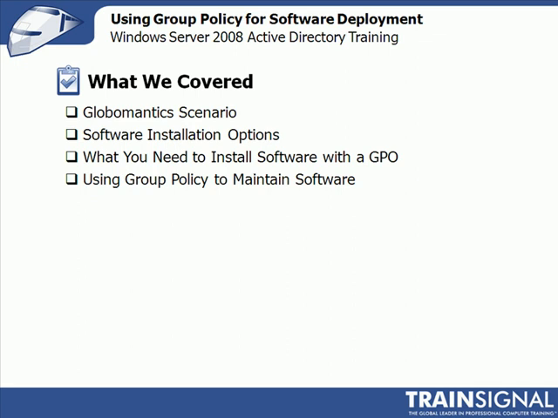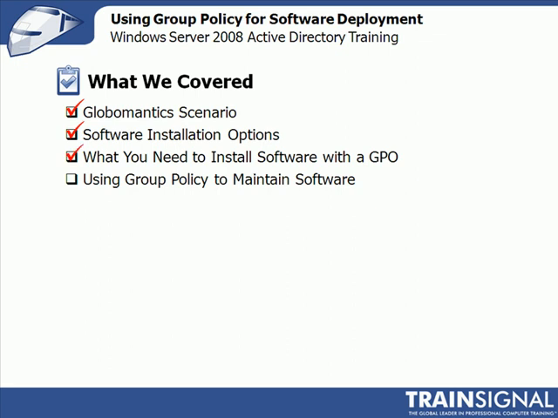All right, so in this lesson, we took a look, first of all, at how Global Mantix could take advantage of software deployment through group policy. We went over the software installation options, of which we saw there were three main choices. We could assign software to our users, we could publish software to our users, or we could assign software to the computers.